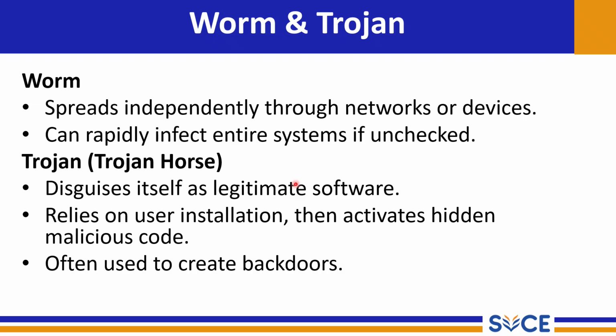So worms primarily spread through networks by exploiting vulnerabilities or using some social engineering tactics. A worm is a standalone program. Unlike viruses, worms don't need to attach themselves to other files or programs to spread. They can operate independently.